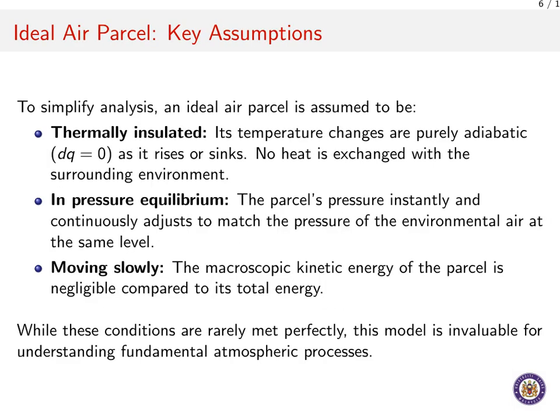To understand how air moves and mixes vertically in the atmosphere, we often use a simplified concept called an ideal air parcel. Think of it as a small self-contained bubble of air. First, we assume this parcel is thermally insulated, meaning no heat is exchanged with the surrounding environment. Its temperature changes are purely adiabatic, resulting only from compression or expansion as it moves up or down. Second, we assume the parcel is always in pressure equilibrium. This means its internal pressure instantly adjusts to match the outside environmental pressure, at any given altitude.